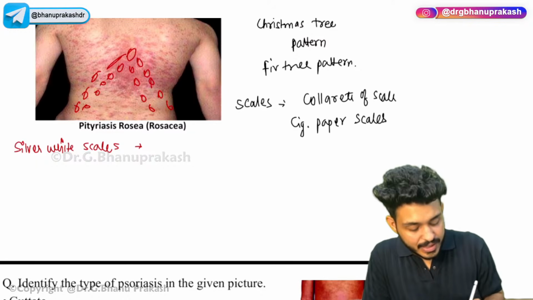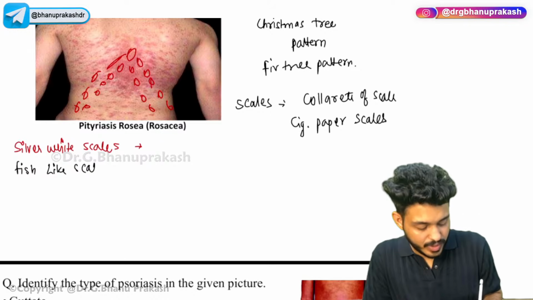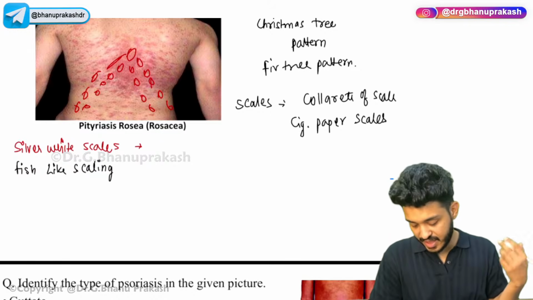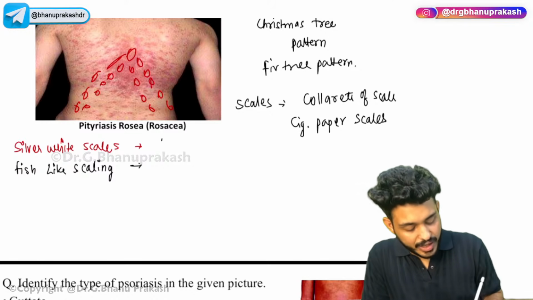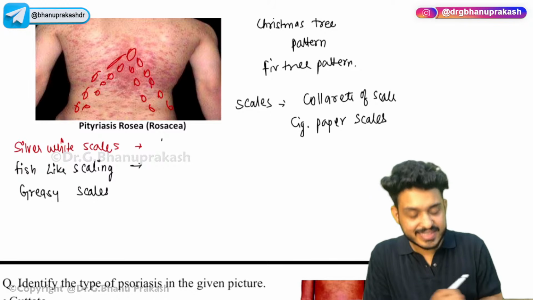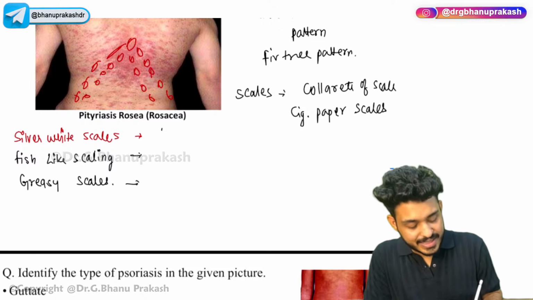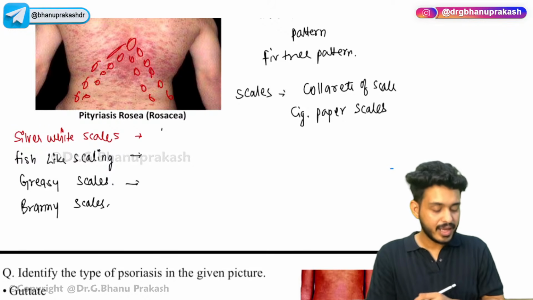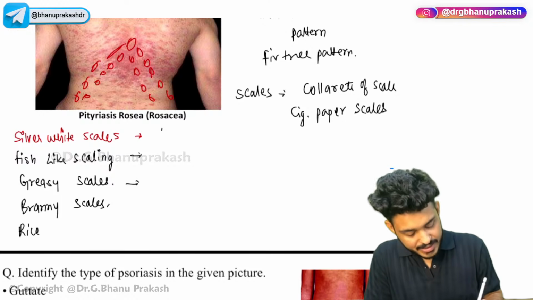Second one, we are having fish like scaling. Fish like scaling is seen in which disease? Try to answer. Then greasy scale. Greasy scales are a feature of which disease? And then you are having brainy scales. And lastly, you will study about rice grain scale.